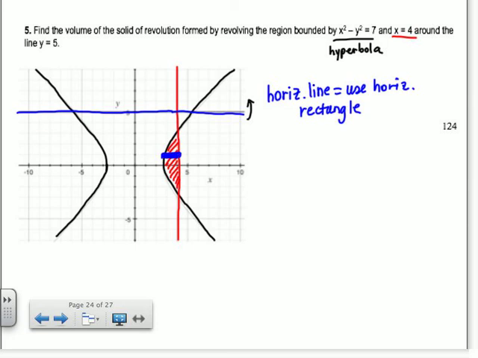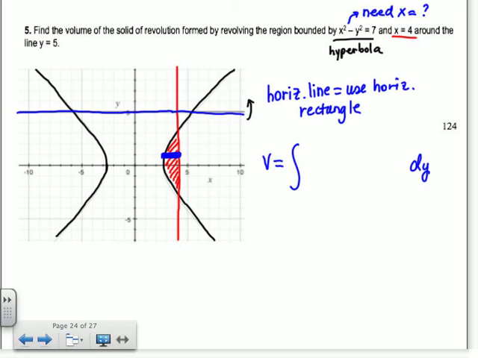Okay, so let's think about it. When we had the disk method before, whenever we had a horizontal axis, like the x-axis, we integrated with dx at the end, with respect to x. So now we need dy. So I'm going to have volume, and I'm going to have a dy on the end. So I need my equation in the form x equals something. It's on the back of your notes, Kwame.